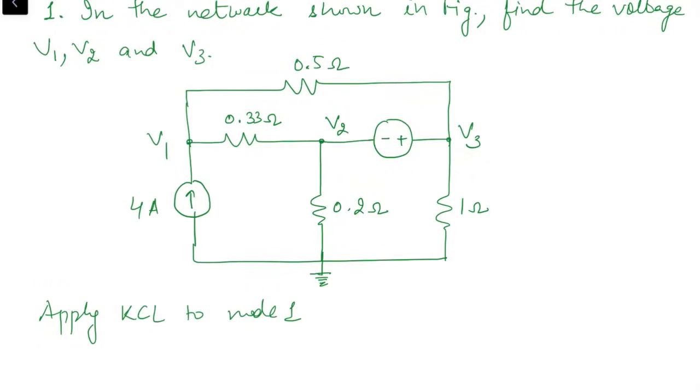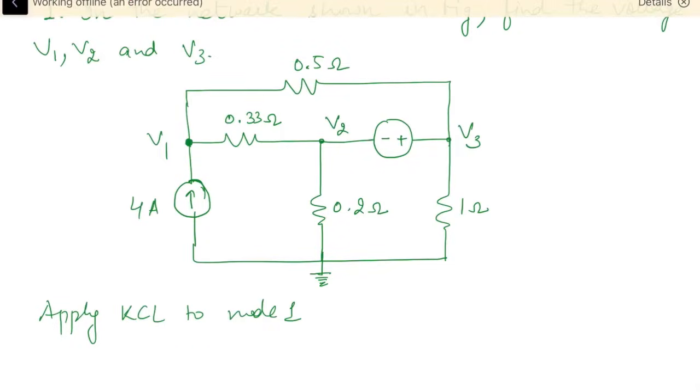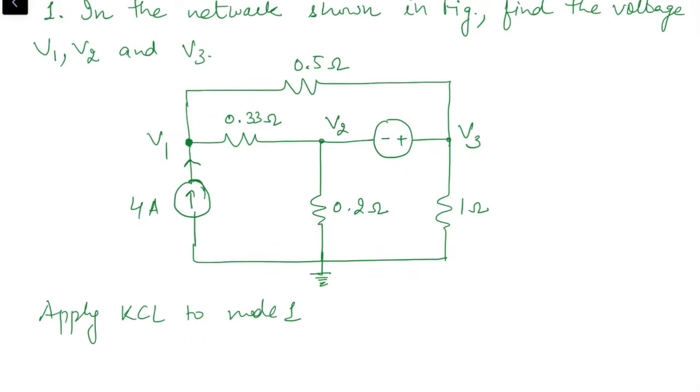When we apply KCL to node 1, there are 3 branches connected to node 1: 4 ampere source, 0.33 ohm resistance and 0.5 ohm resistance. We know the direction of current because we have a 4 ampere source connected in this branch, so it's moving towards the node. We don't know the direction of current through 0.33 ohm, so I'm assuming this one is outgoing. Same for 0.5 ohm resistance.